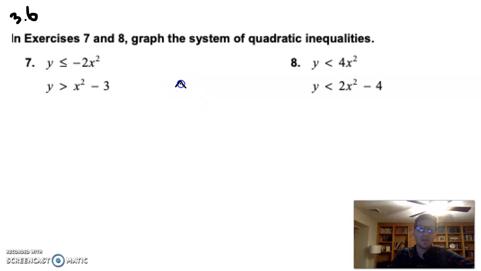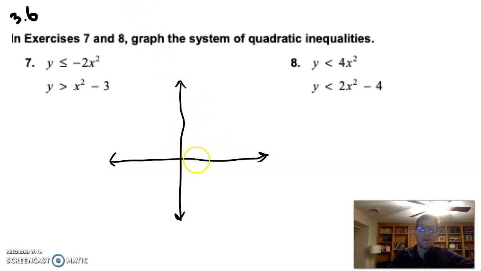So they give us two inequalities, and there were a few little reminders for us to be aware of. Let me put some hash marks here. 1, 2, 3, 4, 5.